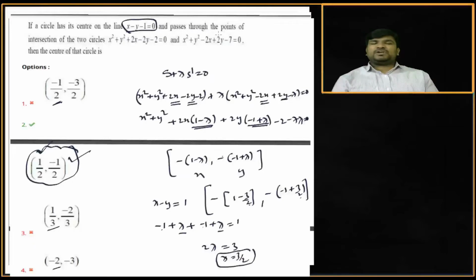Anyway, the equation of a circle passing through a point of intersection is S plus lambda S dash equals 0. From this one, we have to find the center, that is half of the x coefficient and y coefficient with opposite sign. This center lies on a line. So in the given line, we have to put the values of the center, that is x comma y. Then we will get the value of lambda, again put the lambda in the center. So our center is 1 by 2 comma minus 1 by 2.